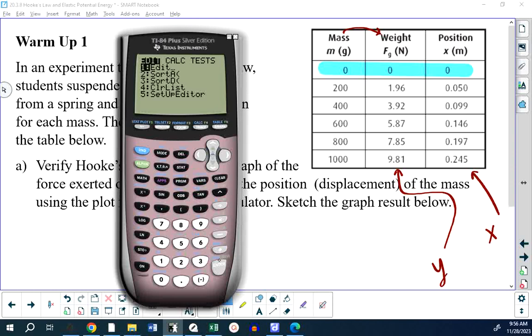I said X has to go in list 1, and then I went and put Y in list 1. So now I'm going to put my X's in list 1: 0.05, 0.099, 0.146, 0.197, and 0.245, and double check everything. I think it looks okay.